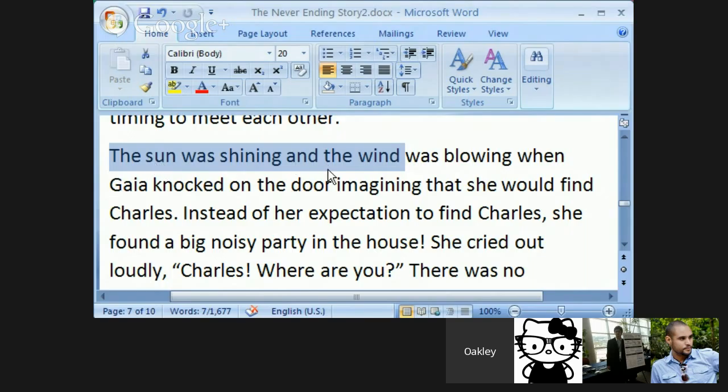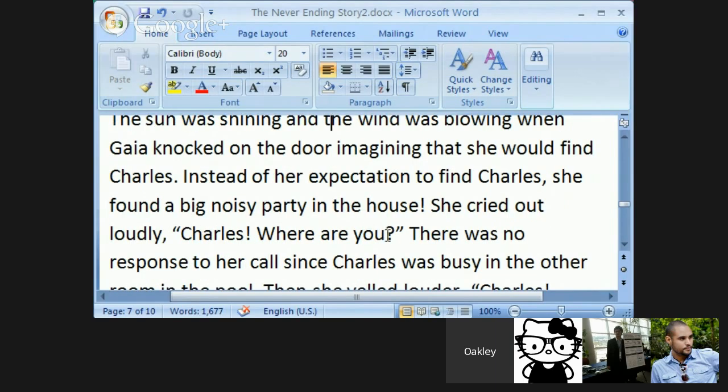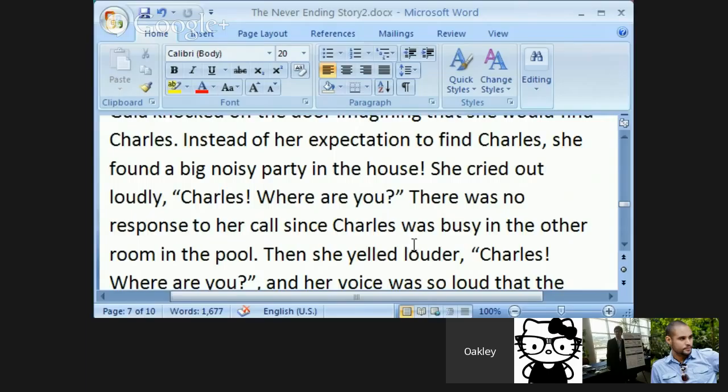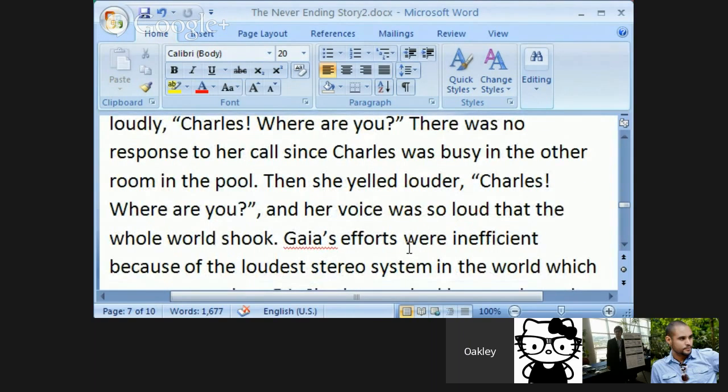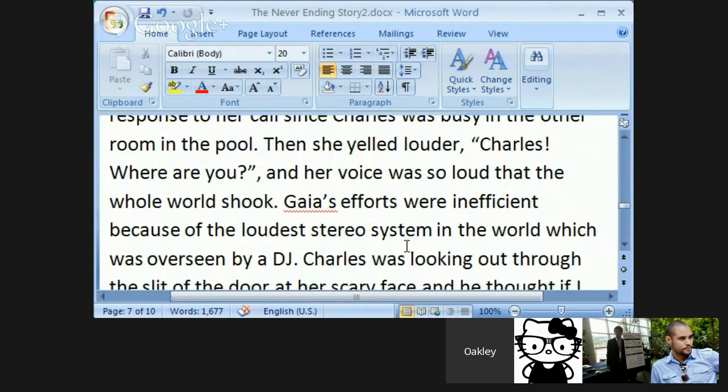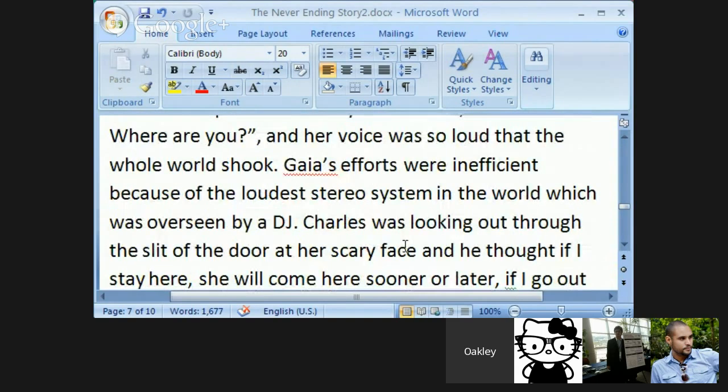The sun was shining and the wind was blowing when Gaia knocked on the door, imagining that she would find Charles. Instead of her expectation to find Charles, she found a big noisy party in the house. She cried out loudly, "Charles! Where are you?" There was no response to her call, since Charles was busy in the other room in the pool. Then she wailed louder, "Charles, where are you?" And her voice was so loud that the whole world shook. Gaia's efforts were inefficient because of the loudest stereo system in the world, which was overseen by a DJ.